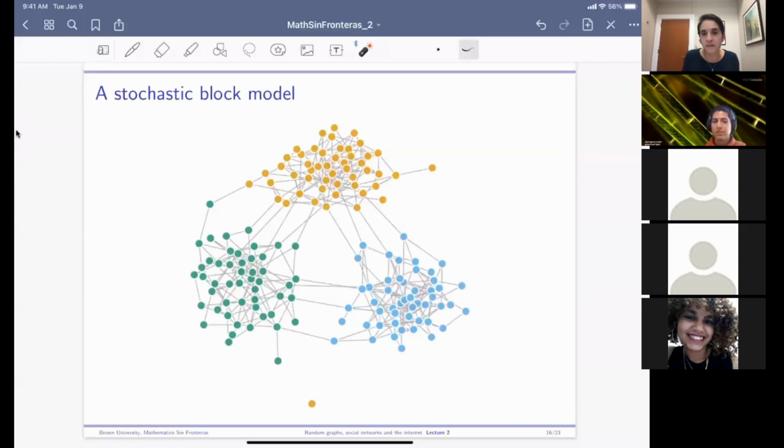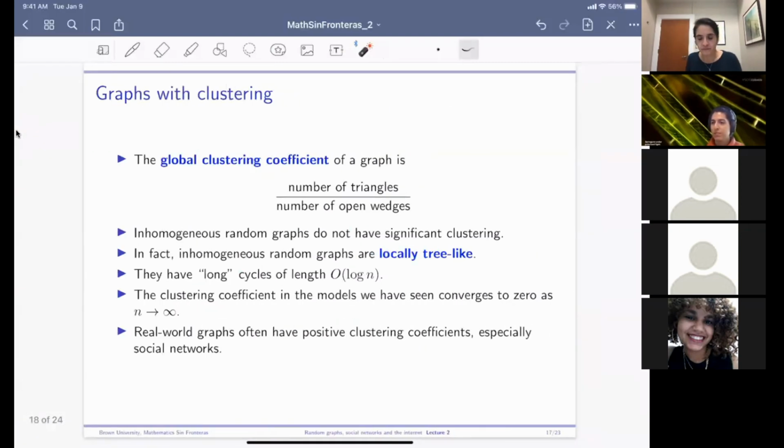As I said, the number of communities is whatever you want it to be, as long as it's finite. Any questions? No? Okay, so now we covered any degree distribution. We covered the small world property.